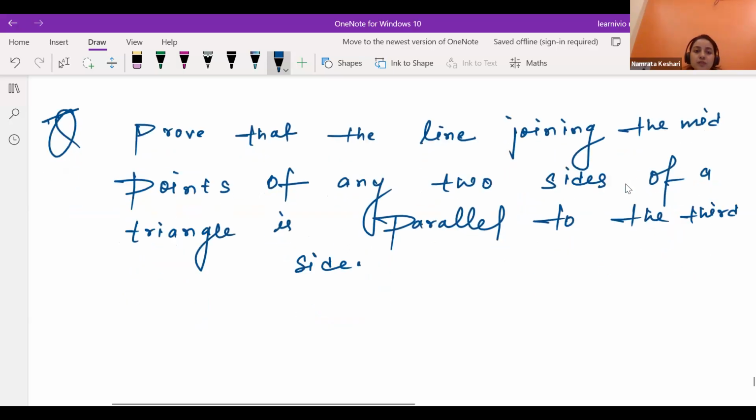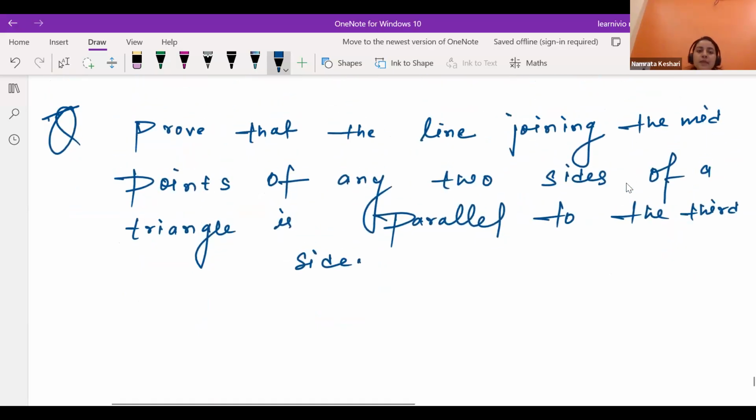Okay, let's do it. We have to prove that the line joining the midpoints of any two sides of a triangle is parallel to the third side. Suppose we have a triangle ABC, or PQR, or whatever you take. E is the midpoint of AB and F is the midpoint of AC. The line joining the two midpoints is EF. You have to show that EF is parallel to BC.